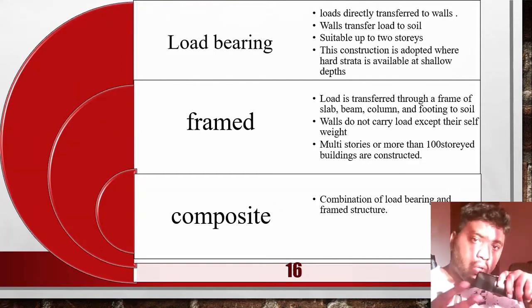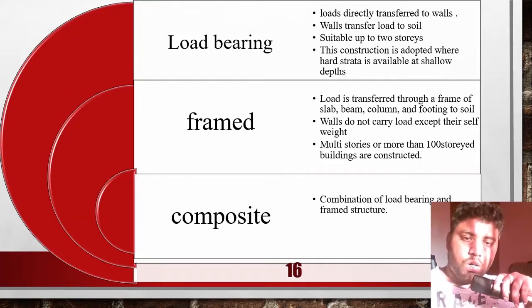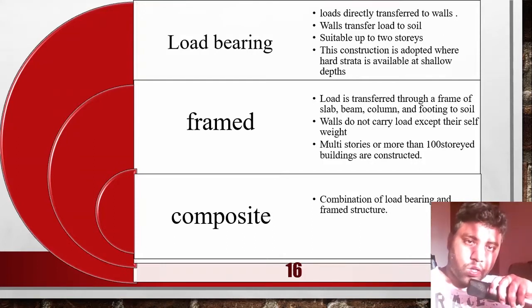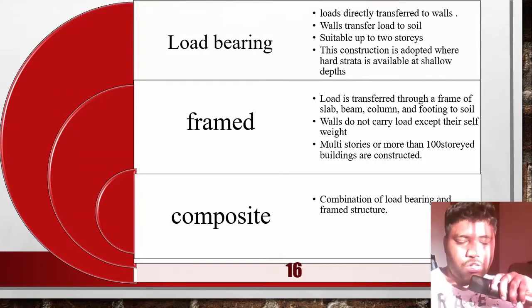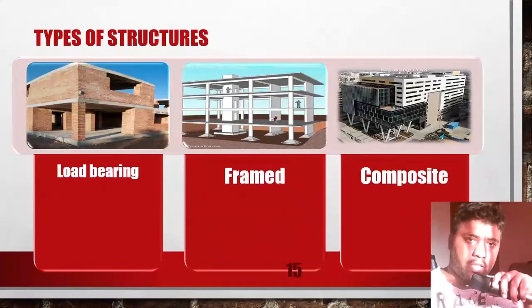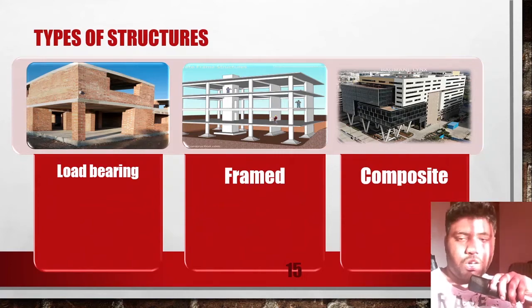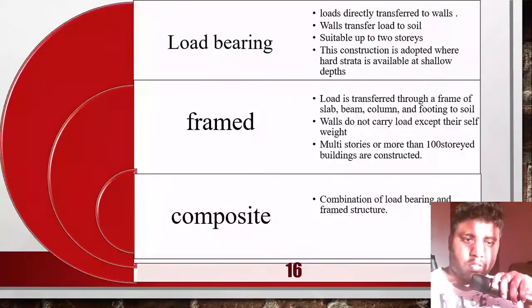According to the load transfer from the building to the foundation, we have three types of structure: load bearing structure, framed structure, and composite structure. As you can see in this presentation, there are three types of structure. We are going to study these structures in detail. What is load bearing? Load bearing is nothing but the loads directly transferring to the walls. The wall transfers the load to the soil.